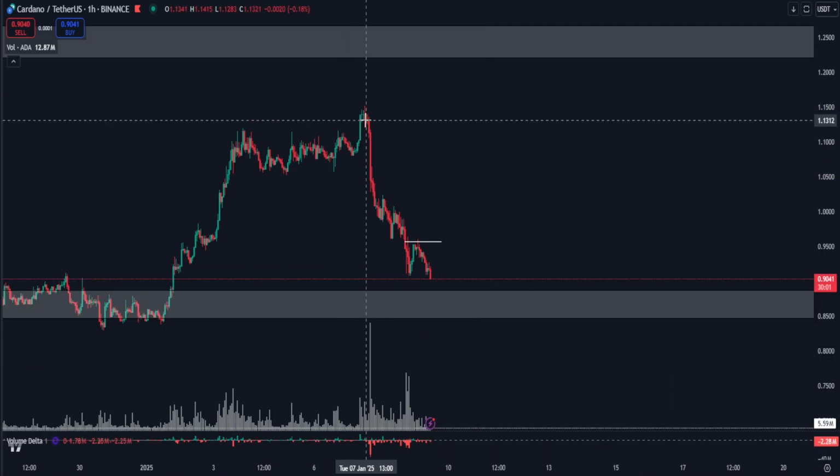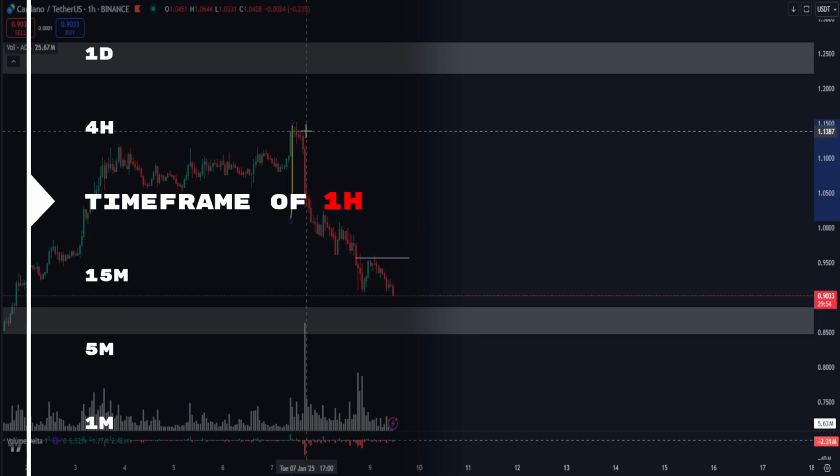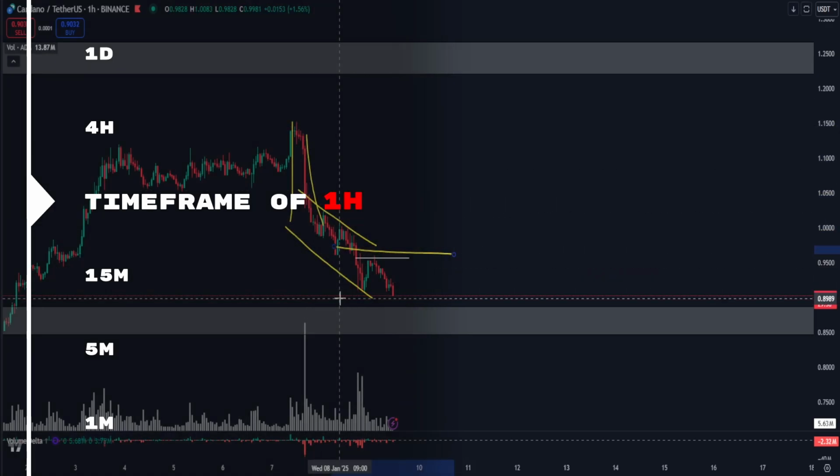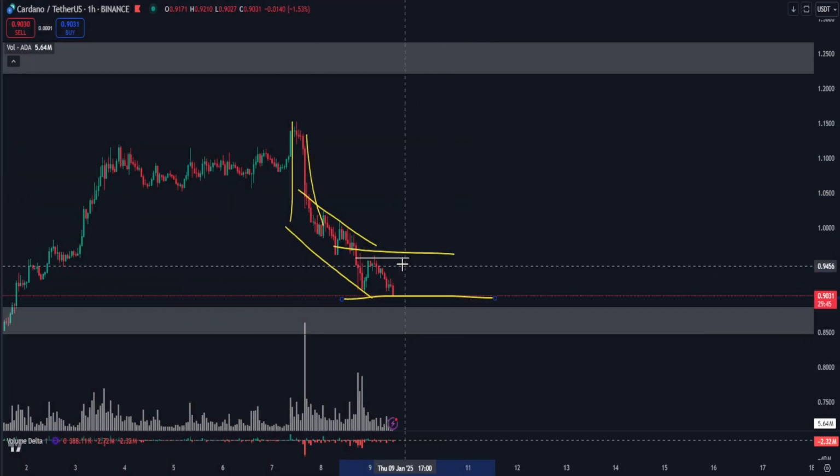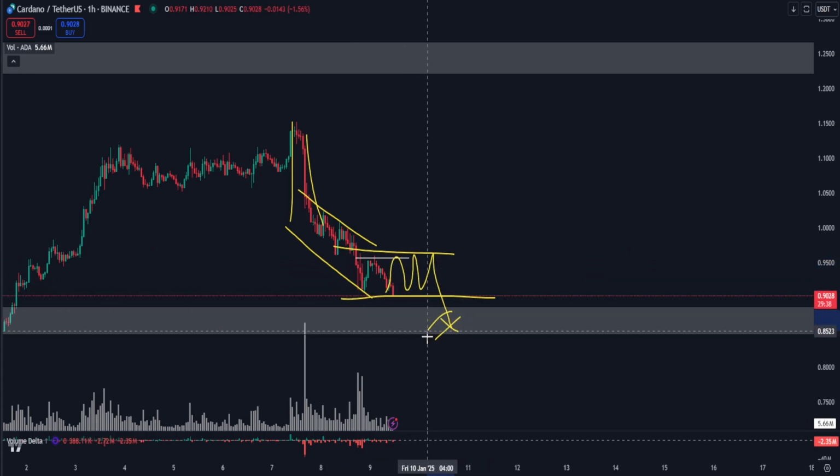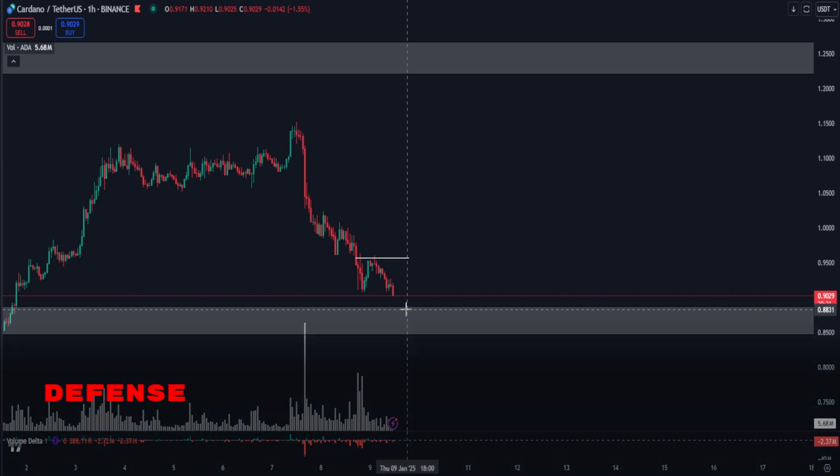Zooming in a bit and moving to the 1-hour time frame, the chart shows us a bearish impulse followed by a descending channel and then the price entering a range. What are we expecting for Cardano? We're anticipating this range to continue before giving us a bearish climactic action. This bearish climactic action could easily reach the defense zone.